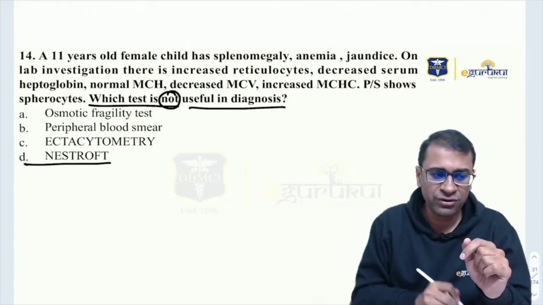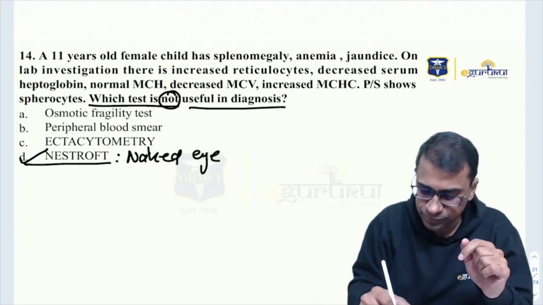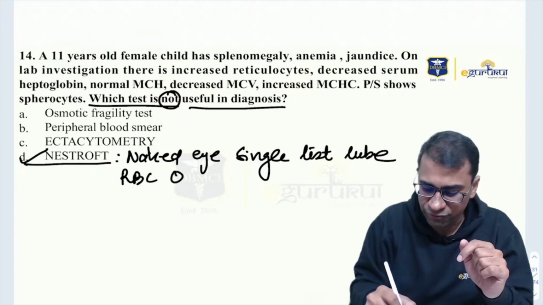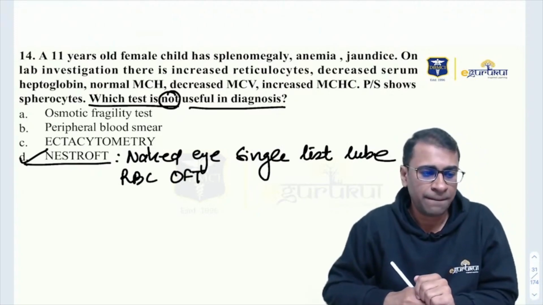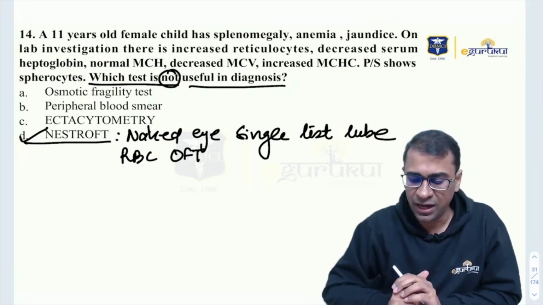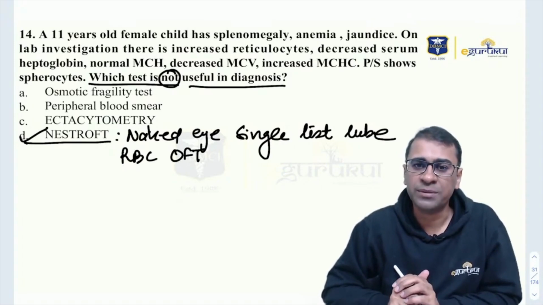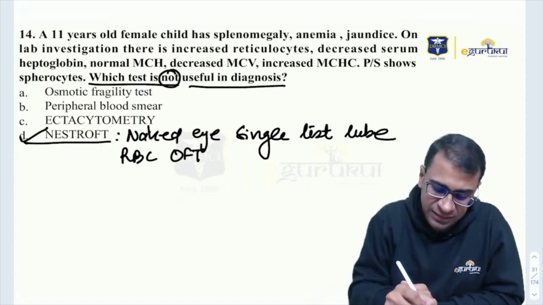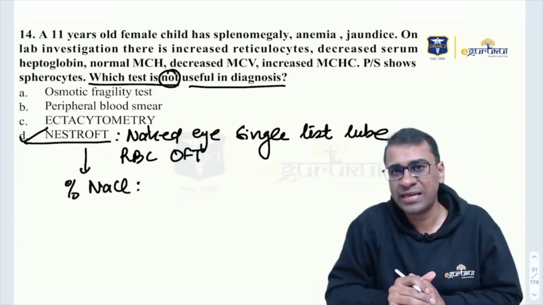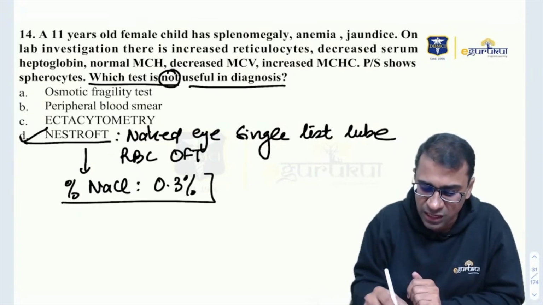Do you know the full form of NESTROFT? NESTROFT is naked eye single test tube RBC OFT. So what happens in the OFT is, this is a single test tube and the percentage of NaCl in this is just 0.3%. This is again very important.